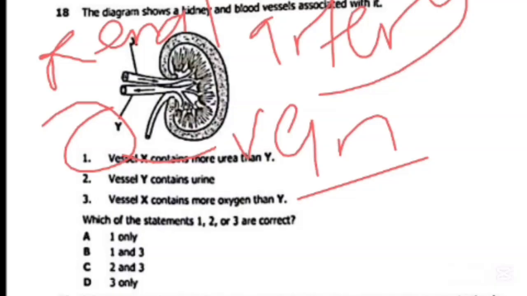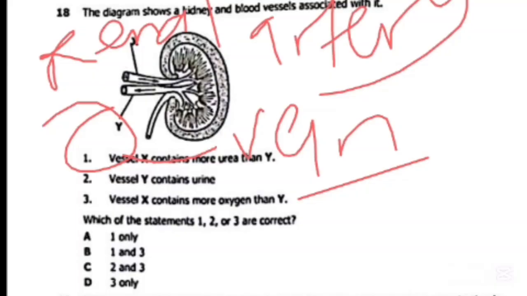So we said X brings oxygen to the kidney. So vessel X should contain more oxygen than Y. Why? Because X brings oxygenated blood to the kidney. So 3 is correct.